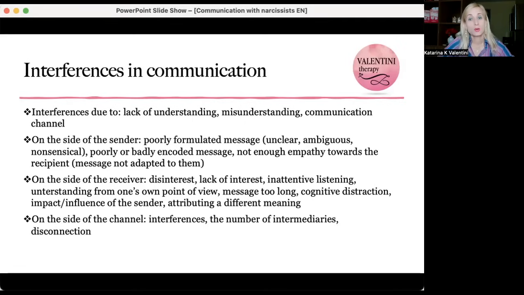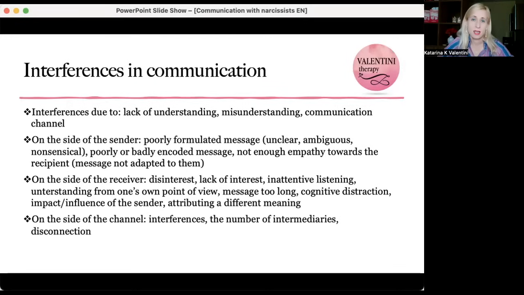Interferences can also be due to misunderstanding. If I don't give the appropriate context for my message, then the same message can have a completely different meaning in the context that my narcissist is thinking of. So misunderstandings are frequent, perhaps even more frequent in communication with narcissists. Interferences can also happen at the level of the communication channel.